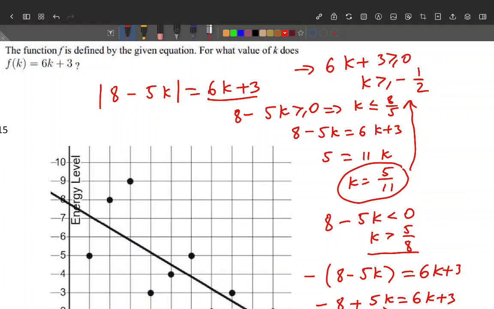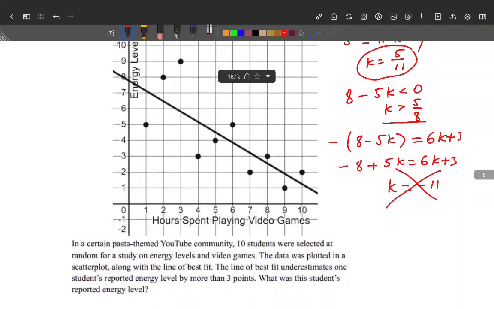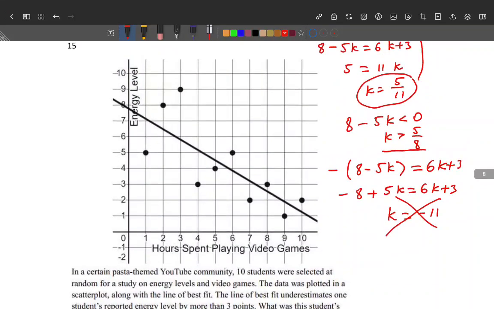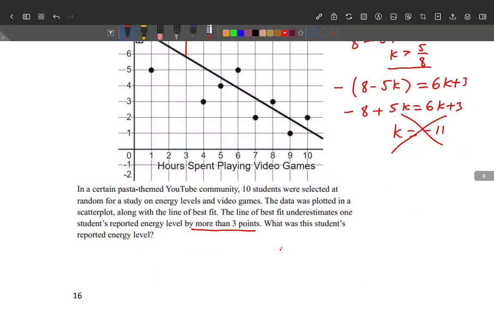Also, you can use decimals for solving this. It's much easier. And here the line of best fit underestimates one sentence by more than 3 points. By looking at it, you can see it's more than 3 points. Because of this point, the energy level is 9. Answer is 9.